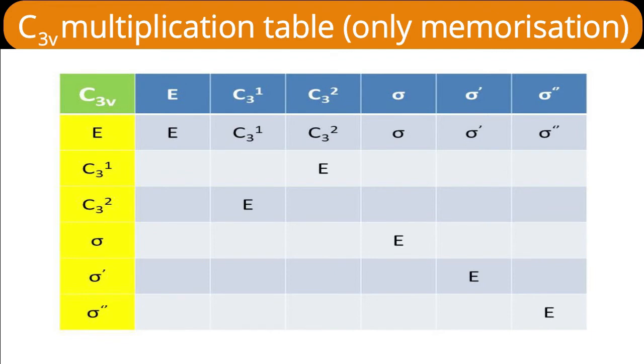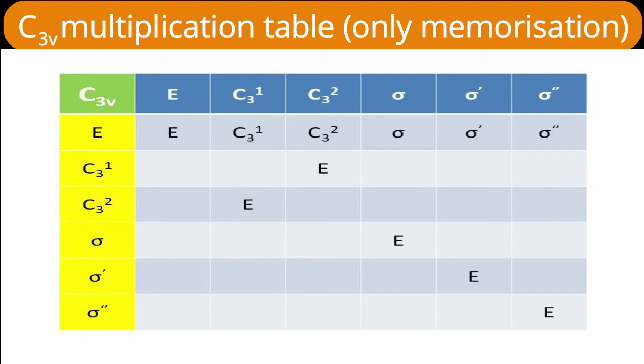Now let us produce the result in the first column of the multiplication table. What I will do, various elements from the column I will consider and will multiply with only one element from the row, that's the identity, in order to produce the result in the first column. Already the first place is covered, that's the identity. I'll consider C31 into identity, C32 into identity, sigma into identity, sigma dash into identity, sigma double dash into identity, and will complete the result in the first column.